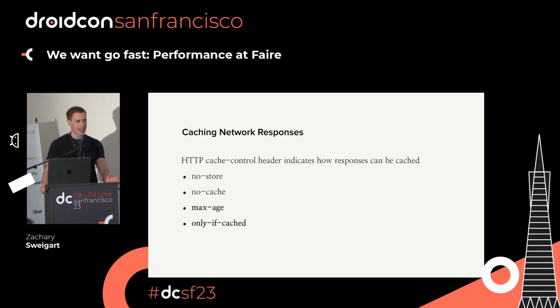HTTP already has caching kind of built in. You can use the cache control header to indicate how responses can be cached. And so we looked particularly at max age and only if cached. Max age says how long can this value live in the cache and be possibly valid for. And only if cached says I want to grab the value directly from the cache, and if there's nothing in the cache, then throw an error.